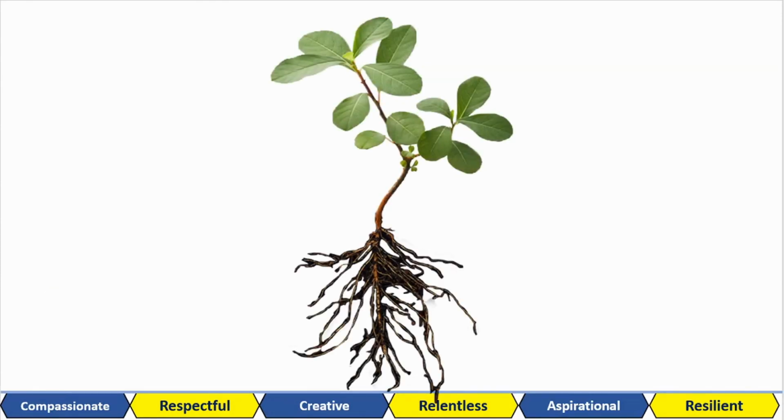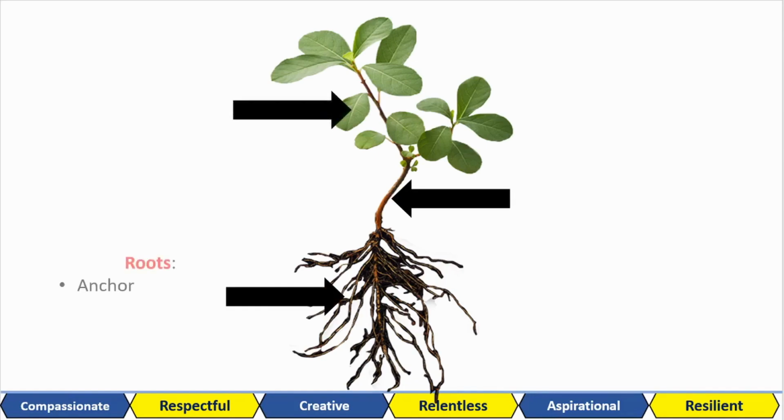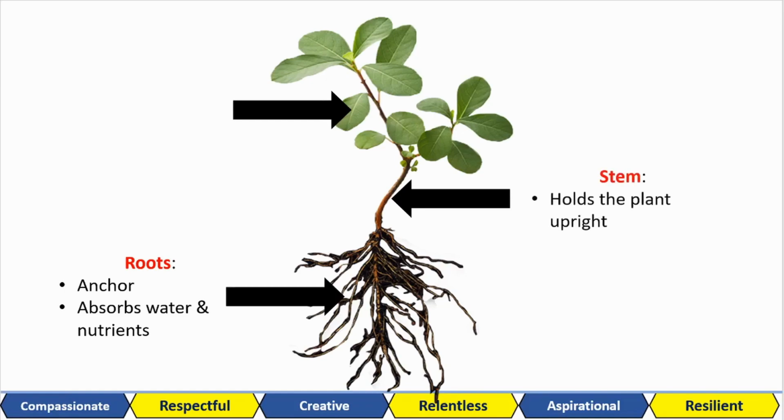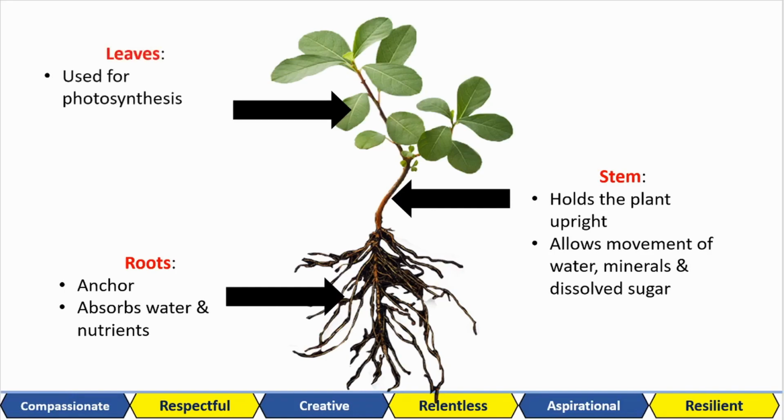Here's an average plant. We have roots, stem, leaves. The roots anchor the plant into the soil and also absorb water and nutrients via diffusion, osmosis, and active transport. The stem holds the plant upright and allows the movement of substances up and down the plant. Finally, the leaves are used for photosynthesis and also allow transpiration to occur. Before we look at transpiration and translocation, let's look at the specialized cells and tissues within plants.